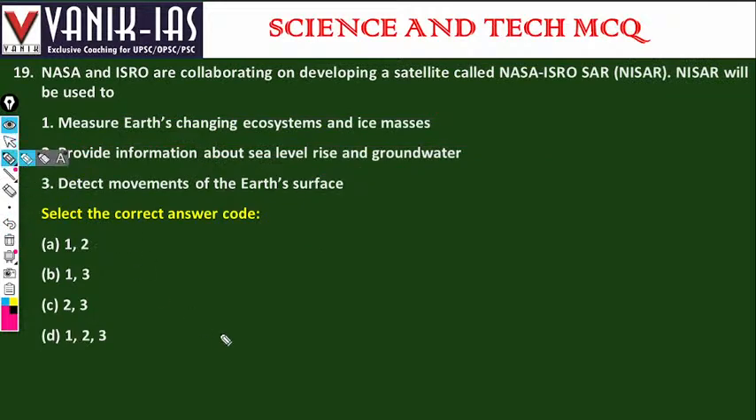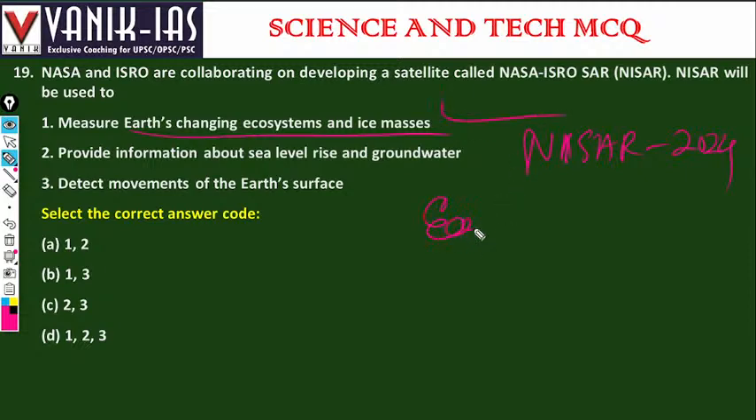NASA and ISRO are collaborating on developing a satellite, a synthetic aperture radar, NISAR, to be launched in 2024. It measures Earth's changing ecosystems and processes. Yes, it is an Earth observation satellite. NISAR is an Earth observation satellite.